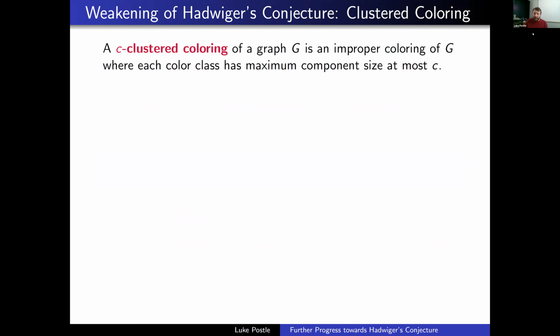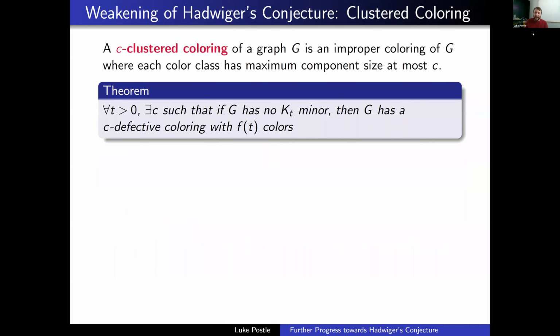And there's another one like that, which is clustered coloring. So it's even stronger than defective. So we say a clustered coloring of graph G is an improper coloring where now instead of max degree, you bound the max component size. So you don't find a large monochromatic component. And there's a theorem that, again, there's a C such that if you have no K_t minor, then G has a C-clustered coloring with some f of t colors.